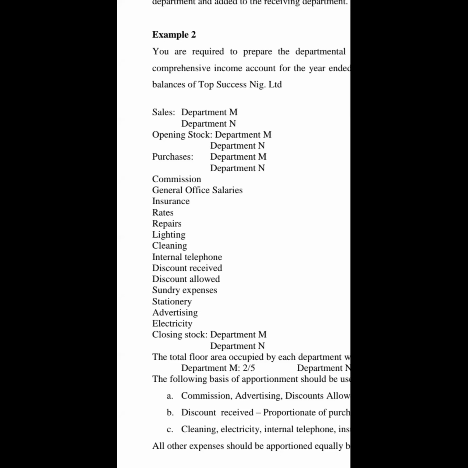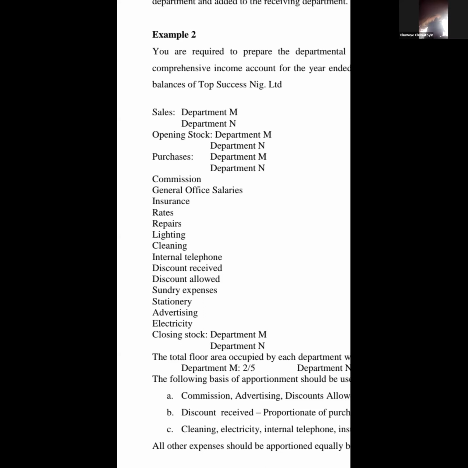So note 10. We've done general office salaries. We've also done insurance. Do we do rates? No. So rates is the next one, which is note 10. 1/2 times what? 600. Times 600, yeah. We get what? 300. Department N, 1/2 times 600. We got 300. So we go to note 11.